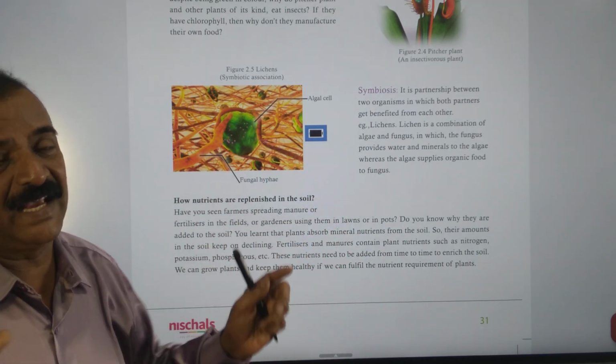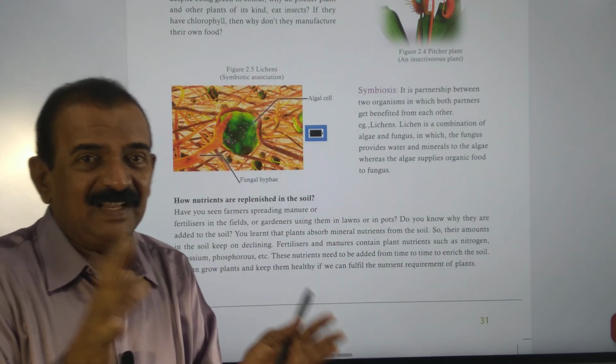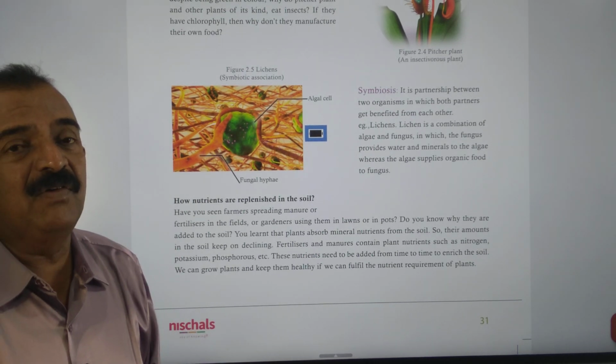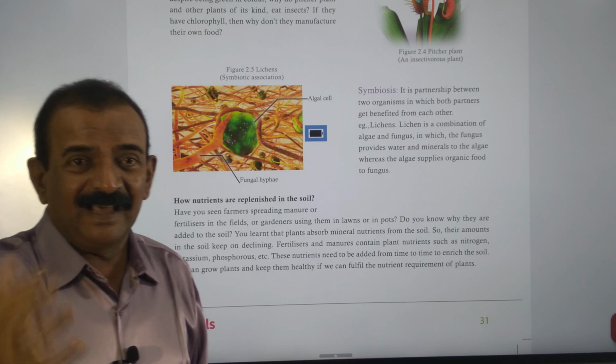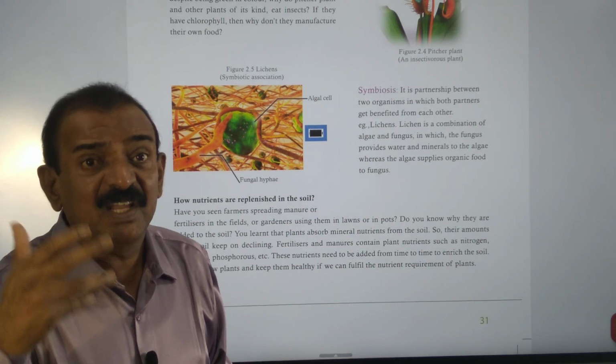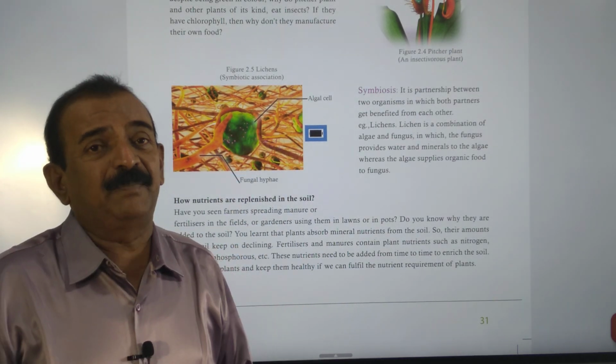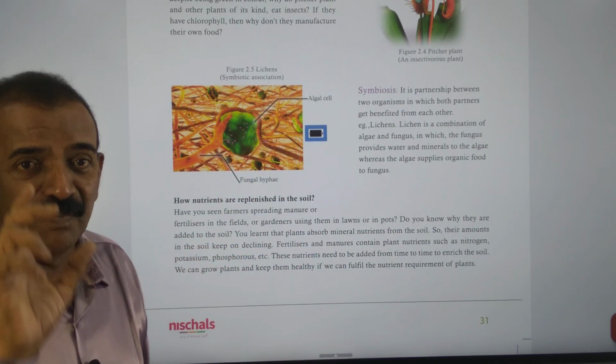Example, lichens. Lichens consist of fungi as well as algae. Fungi give minerals and water, and algal forms give organic food substances. In this way both of them live together, and that type of nutrition is called symbiotic nutrition.